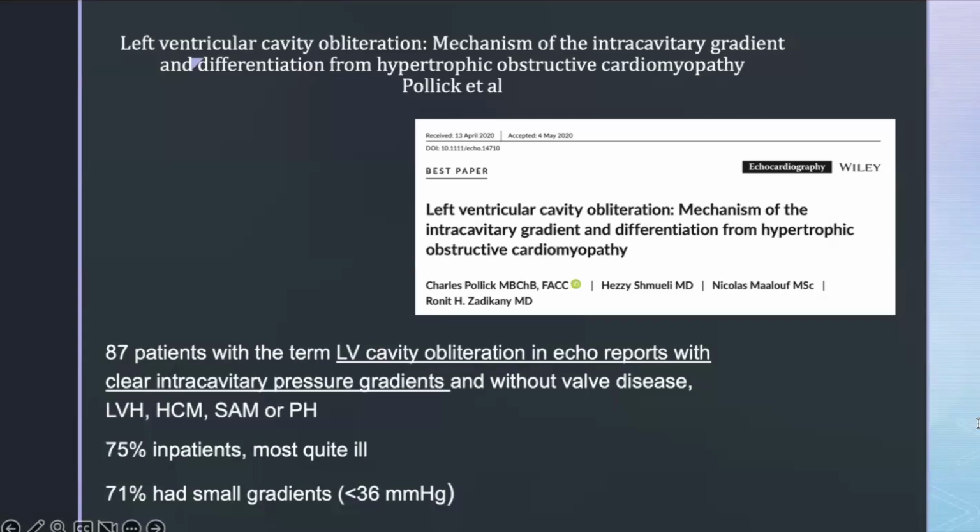And so he had 87 patients, and he found the term LV cavitary obliteration in echo reports with a clear intracavitary pressure gradient. 75% of the patients were quite ill, and 71% had what he defined as a small gradient, less than 36.